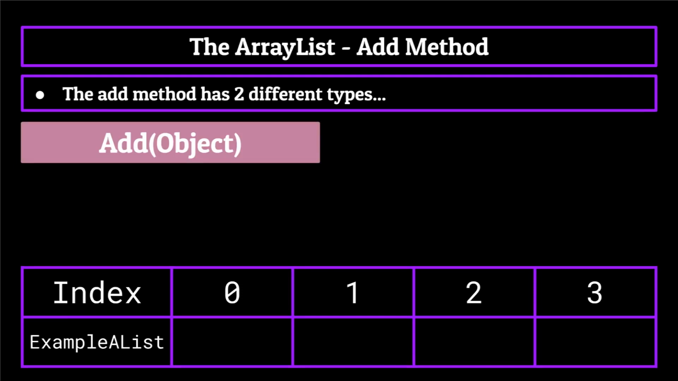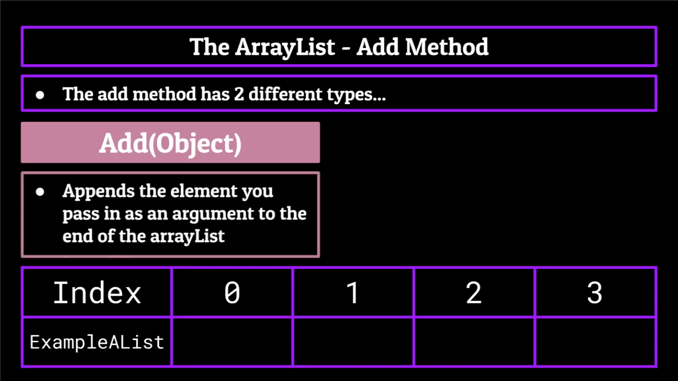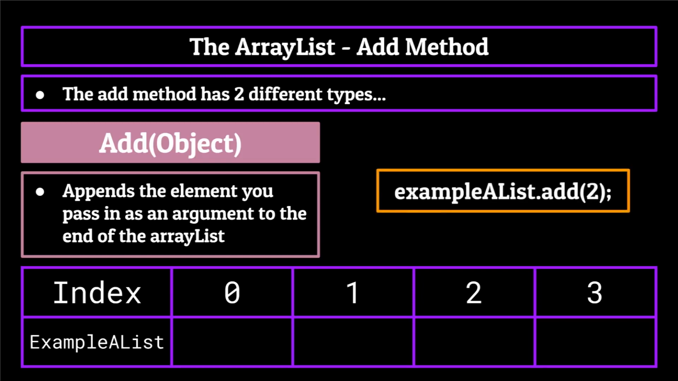This method is for more basic cases where you don't care about where in the array list the object you wish to add is going to end up. It will simply append the object you pass in as an argument to the end of the array list. So let's take our example array list and run the add method on an integer of 2.